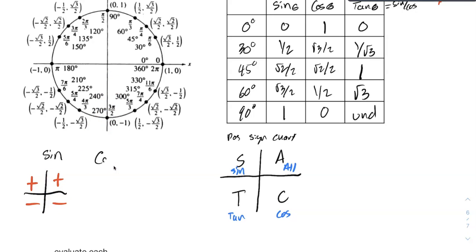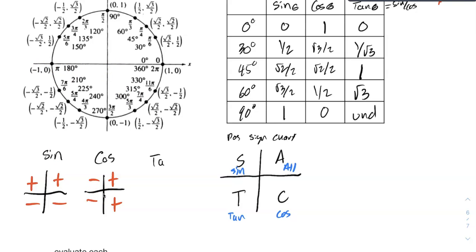How about cosine? So where's cosine positive? Cosine is positive at the A, because all of them are positive at the A, and at the C, because C stands for cosine. So plus here and here, and it'll be negative at the other two. Also keep in mind, cosine's the x value. Where's x positive? To the right. That's why it's positive here, and it's negative to the left. That's why it's negative here.